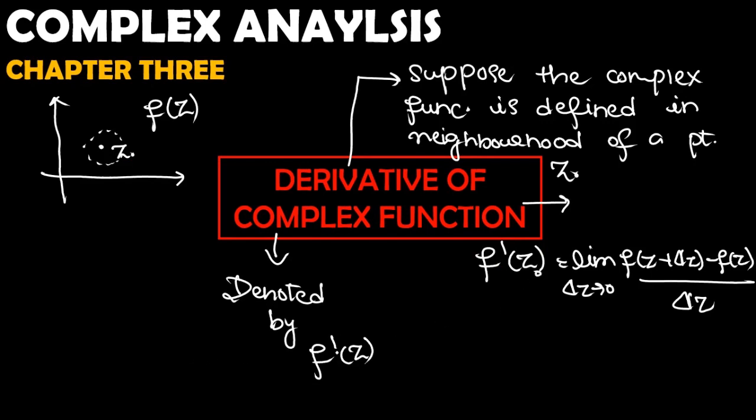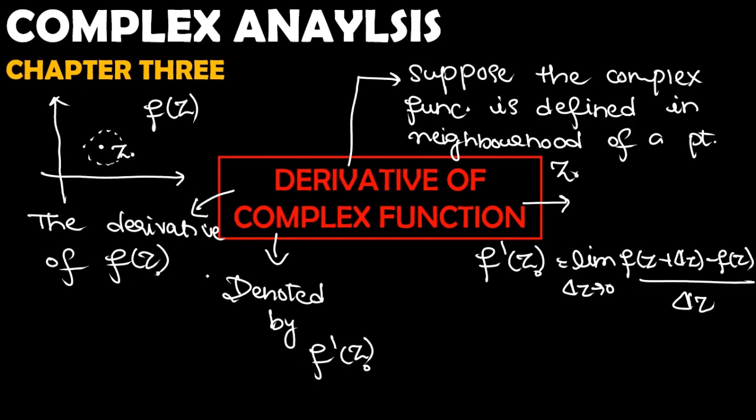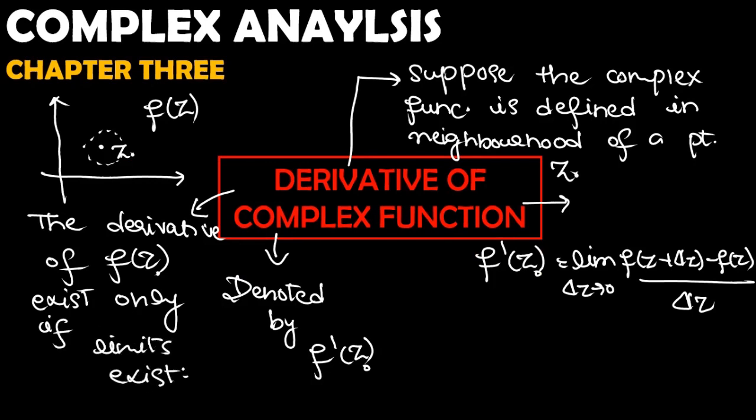So here we have taken a point z0, so we'll write z0 here. The derivative of the complex function f of z exists only if the limit exists. So remember that the existence of the limit is very, very important. Unless this limit exists, our function is not differentiable. Otherwise, it is differentiable. So this is our key formula.